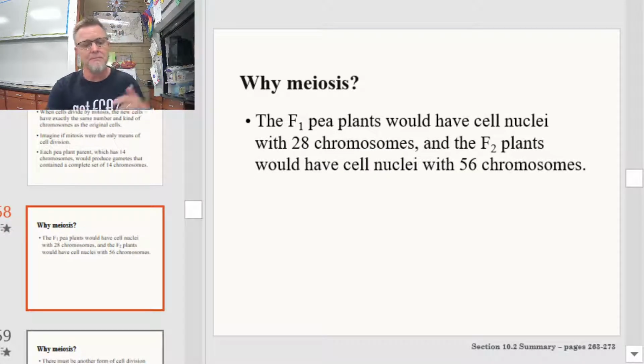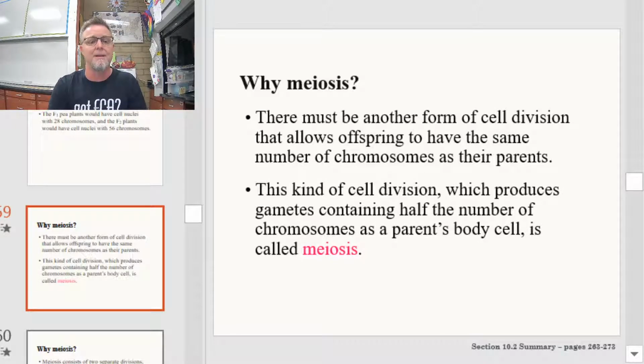So if we're thinking about some practical examples, here's the idea with the pea plants mentioned in that previous slide. If pea plants have 28 chromosomes and 2 cells from 2 separate pea plants come together, the offspring are going to have 56. Not good. So that's where meiosis comes into play. It reduces the number of chromosomes by 1/2.